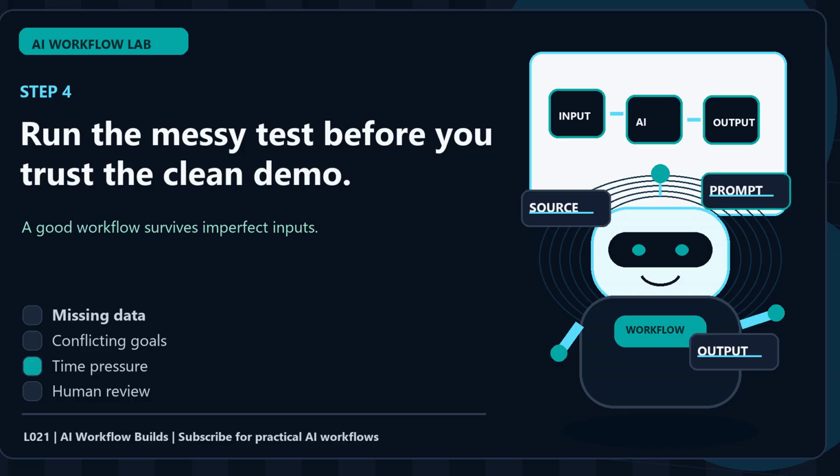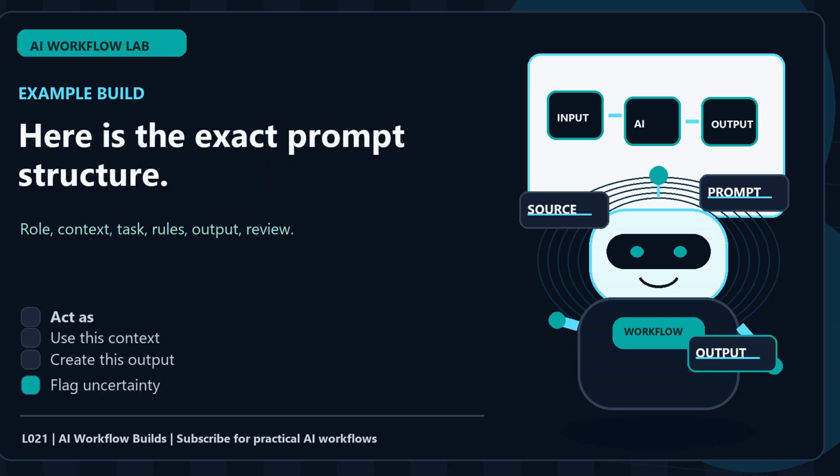If it invents details, that is a fail. If it gives 20 actions when you asked for 3, that is a fail. If it ignores constraints, that is a fail. If it asks 1 or 2 useful clarifying questions and still gives a practical first draft, that is a pass. This is how you protect yourself from confident but fragile automation.